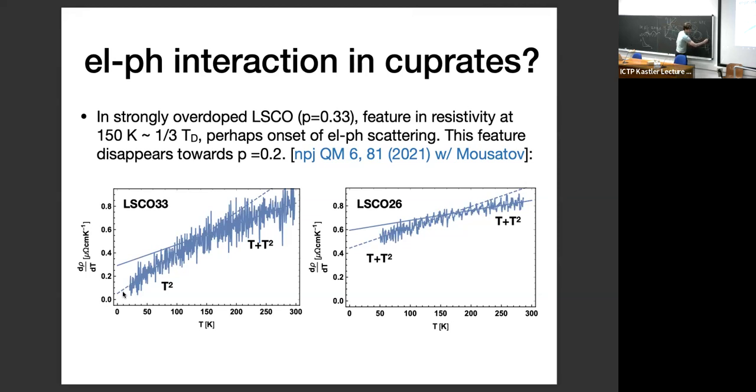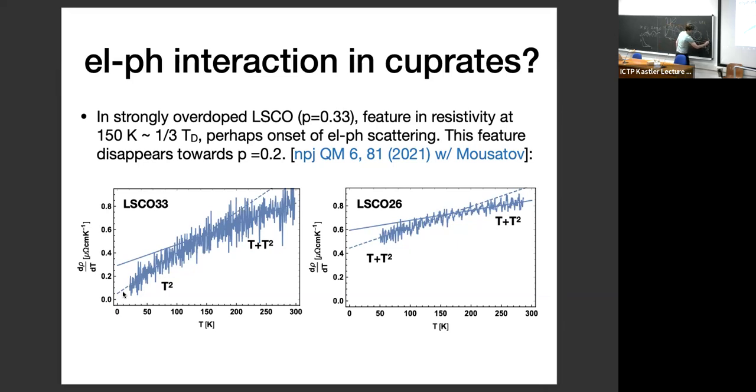But if you go up, when you cross this scale, which is about 150 or 200 Kelvin, which is roughly a third of the phonon scale, there's sort of a kink, okay? And this is just data, right? A simple interpretation of this kink is that the line changes and now there's an intercept. This is a derivative. An intercept in the derivative means a T-linear term is turning on in the resistivity, okay?